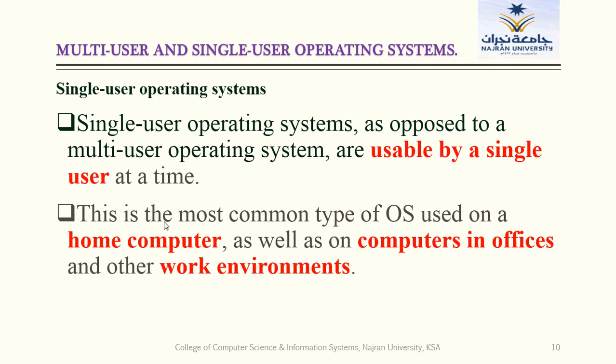Okay, so single user operating systems are the opposite of multi-user operating systems. They are usable by only a single user at a time. So what is an example of this system? Our home computer, our computer in the office. These are examples of single user operating systems, where only we are using it. Nobody else is able to access our system. So this is an example of a single user operating system.